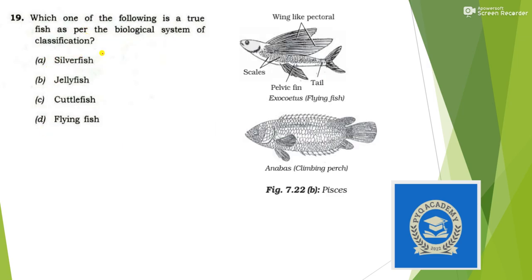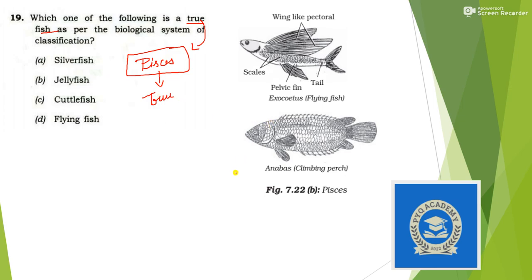Which one of the following is a true fish as per the biological system of classification? Okay, so the term true fish here means which of the fish belongs to Pisces kingdom. Only the fish belonging to the Pisces kingdom is a true fish. Any other organism just having the name fish is not a true fish.